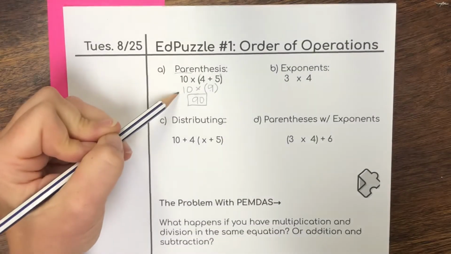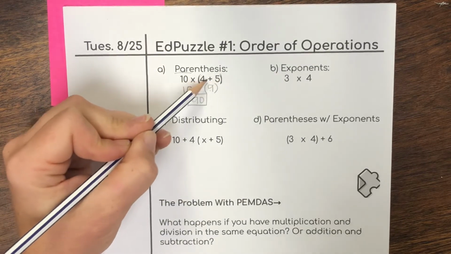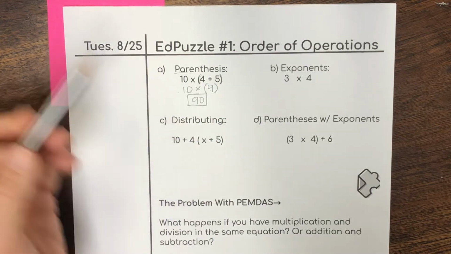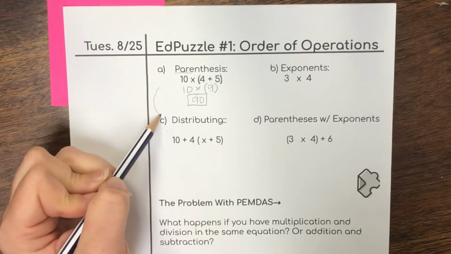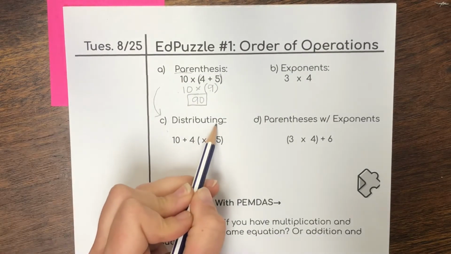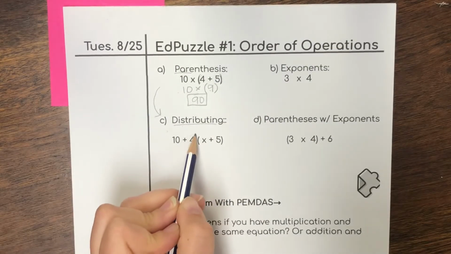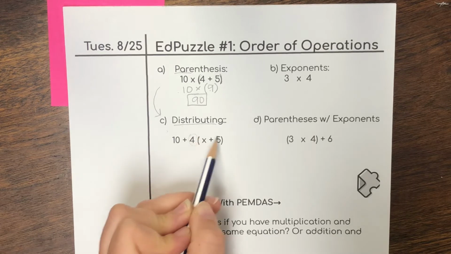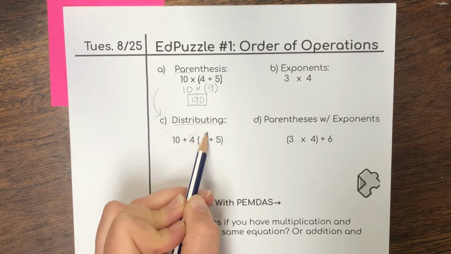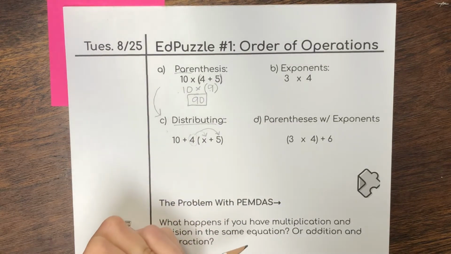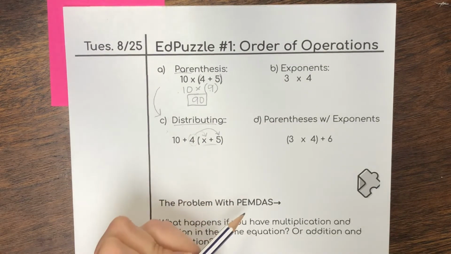But sometimes we can't combine what's inside the group. These are like terms, so we're able to combine them. But let's look at letter C. These are kind of connected. We're going to talk about distributing. Distributing means that sometimes you have to take the number that's outside the parentheses and multiply it 1 by 1 to the numbers on the inside of the parentheses, because these can't be combined first.